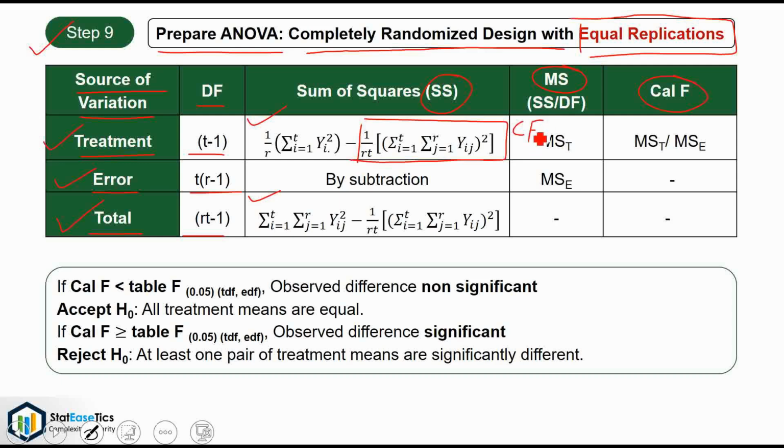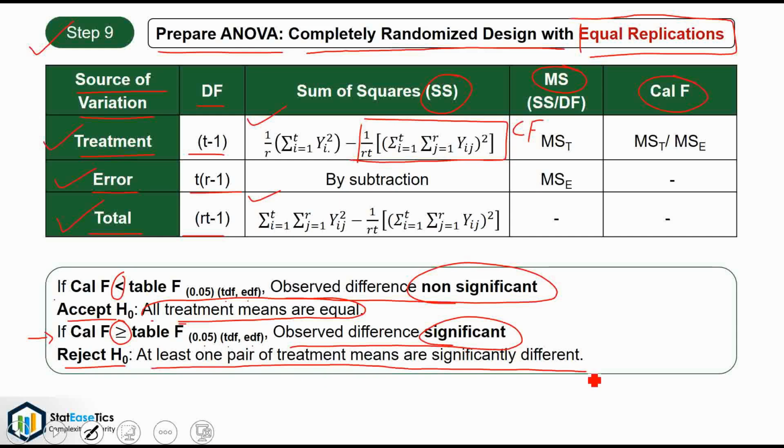Now, the interpretation can be given as: if calculated F is less than table F at 5% level of significance and treatment DF, error DF, then the observed difference is non-significant and H0 is accepted, that is, all treatment means are equal. And if calculated F is greater than or equal to table F at 5% level of significance and treatment, error degrees of freedom, the observed difference is significant. Hence, H0 is rejected, that is, at least one pair of treatment means are significantly different.